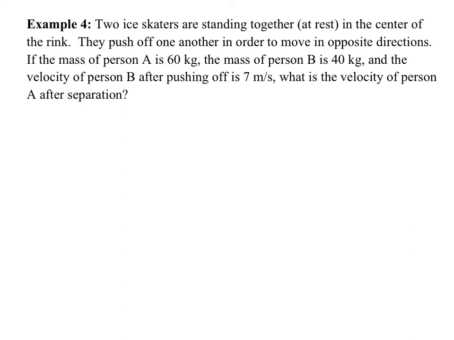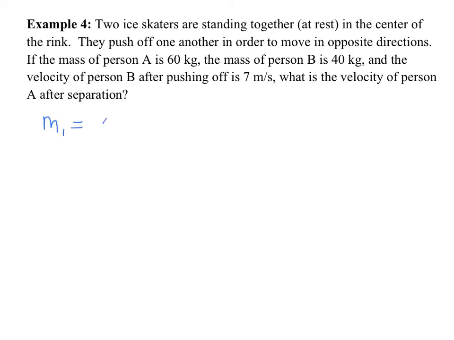So let's go to this problem now. We have 2 ice skaters that are standing together and they're at rest. They push apart. One of them has a mass of 60 kilograms, the other has a mass of 40. And the velocity of the 40 kilogram person is 7 meters per second afterward. What's the velocity of the other person? I call them A and B here. A, B, 1, 2, it's the same thing.